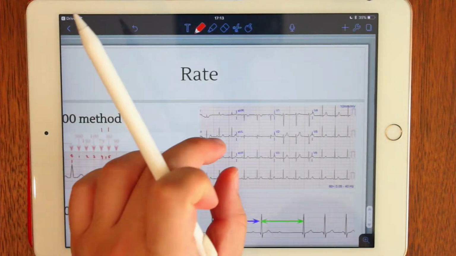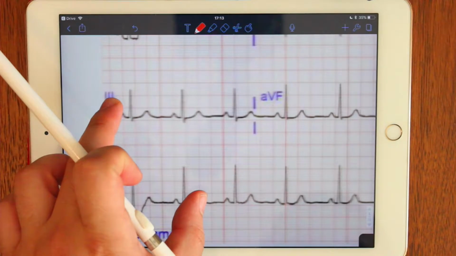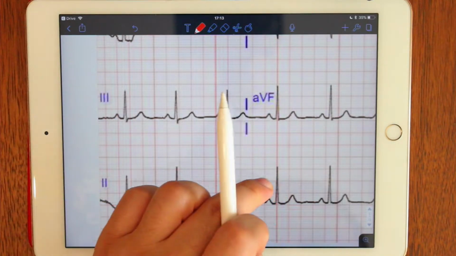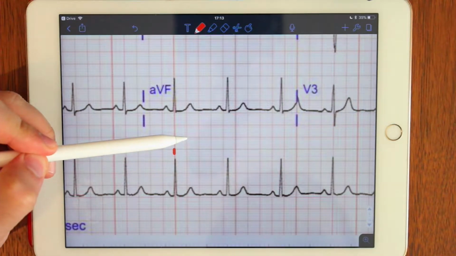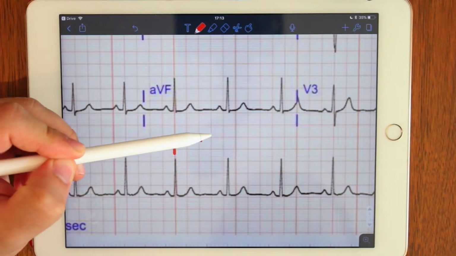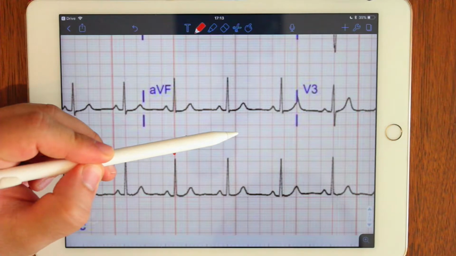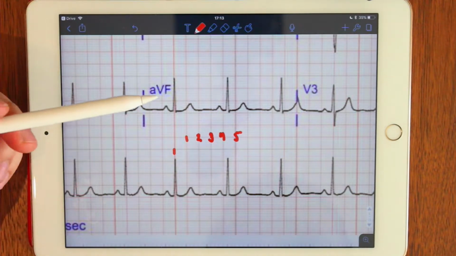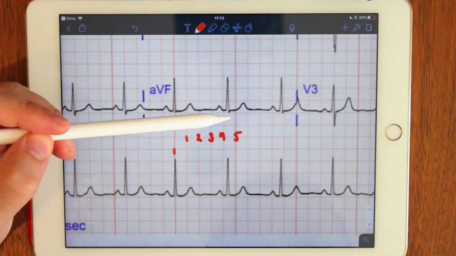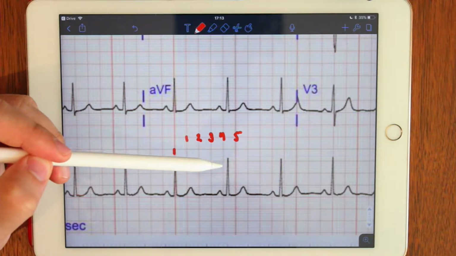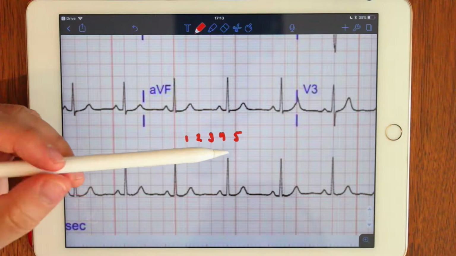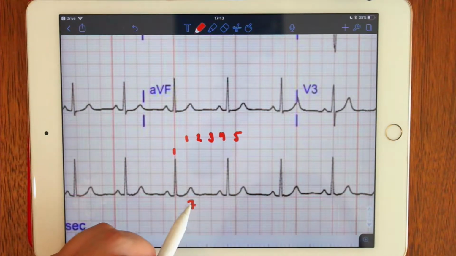Let's try it on this example right here. This one's pretty close. So here is 1, 2, 3, 4. So it's between 4 and 5 big boxes. 300 divided by 4 is 75. 300 divided by 5 is 60. This is closer to the 75 side, so we can call this about 75 beats per minute.